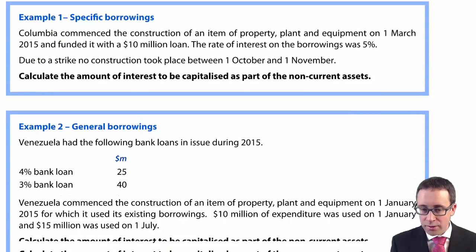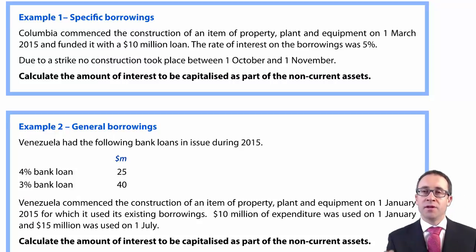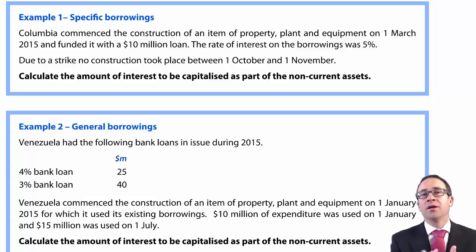So what have we got? Example number 1 talks about the specific borrowings. So specific borrowings, you're going to use the effective rate of interest to capitalize the interest on the loan. And then we need to think about when construction and activities and borrowing costs start, so that when we meet all three criteria, we can then begin to capitalize the interest, can't we? Okay. So here the example says, calculate the amount of interest to be capitalized as part of the non-current assets. We're going to assume that it is a December year end.